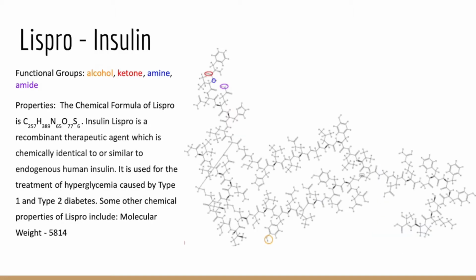So Lispro, which is an insulin, has the chemical formula C257H389N65O77S6. So insulin Lispro is a recombinant therapeutic agent which is chemically identical to or similar to endogenous human insulin. It is used for the treatment of hyperglycemia caused by type 1 and type 2 diabetes. Some of the other chemical properties are that the molecular weight is 5,814.